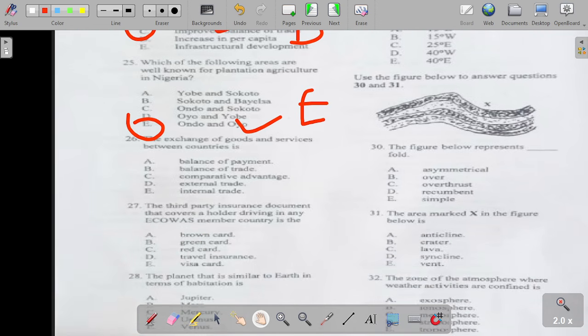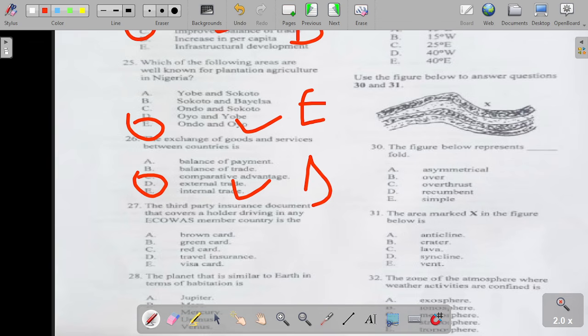26. The exchange of goods and services between countries is what? Balance of payments, balance of trade, comparative advantage, external trade.